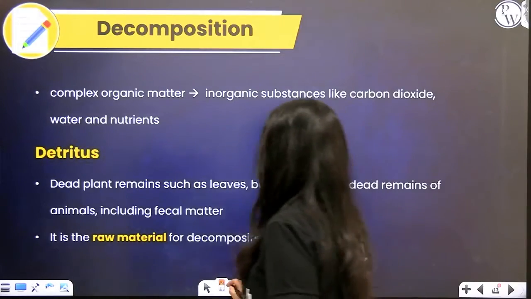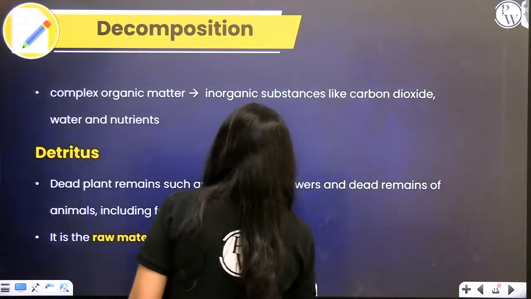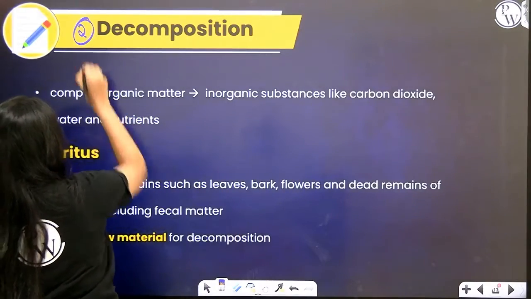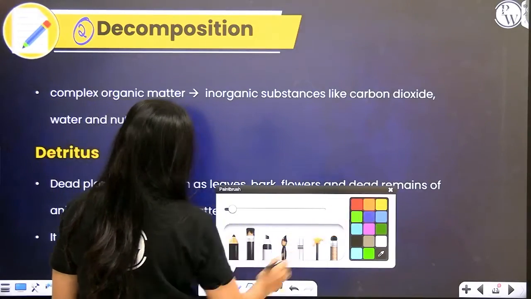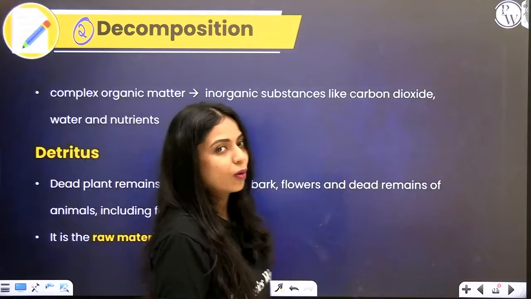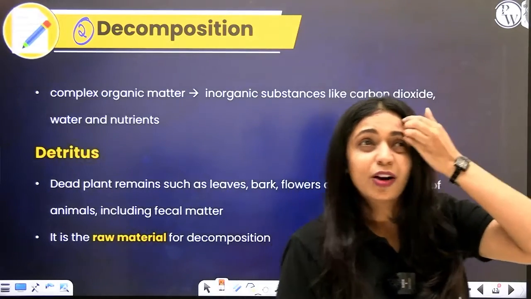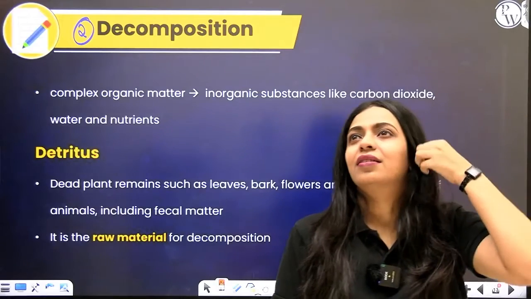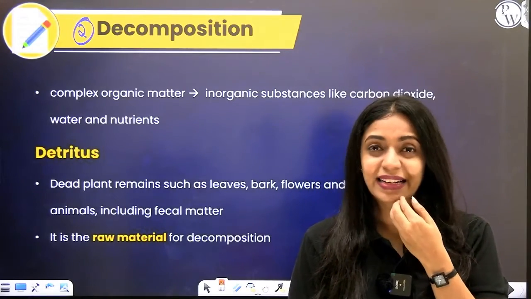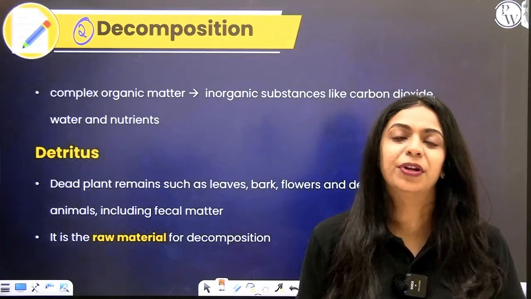Now let's talk about the second aspect, functional aspect, which is decomposition. I'm sure you've heard of decomposition generally or even in your lower grades. Decomposition is how nutrients get cycled between different components in an ecosystem.